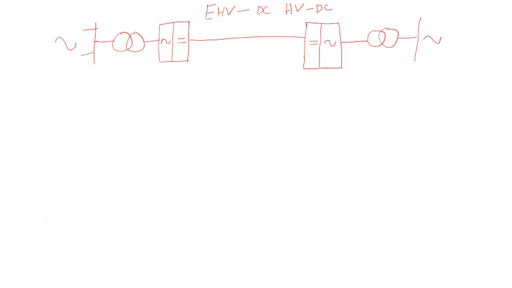Now, this is the basic structure of your HVDC system. Here, basically what happens is that your AC power is converted to DC power, and it is transmitted in DC, and then it is converted again to AC. So your transmission is in DC.